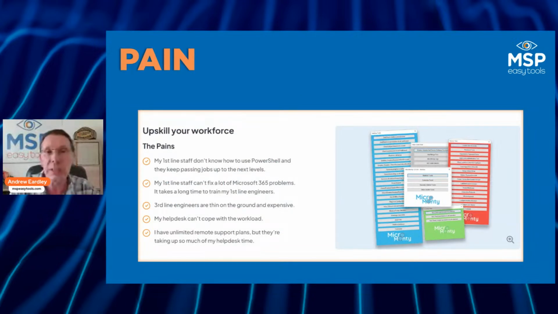First line support staff just don't have the knowledge about Microsoft 365, and they keep passing jobs up the line, annoying the second and third line engineers, but more importantly, irritating already upset clients because they just want the problems fixing quickly. It takes forever to train them, and you have to use experienced, expensive engineers to show them. Again, stopping the third line guys from getting on with their jobs. And the other thing is your help desk just can't cope with the workload sometimes. It can take ages to get through the jobs.